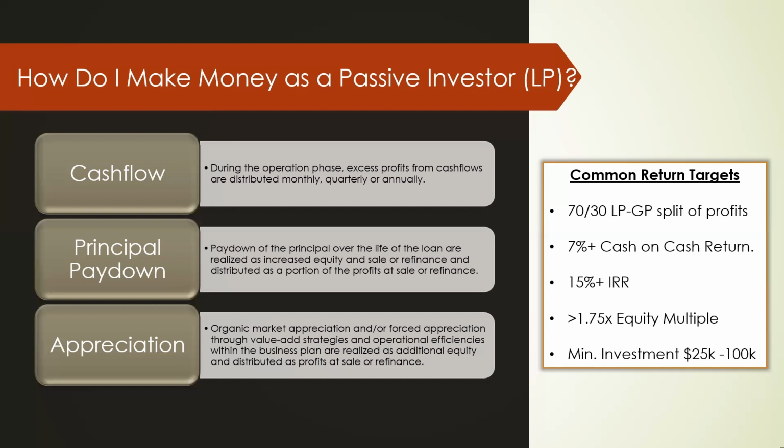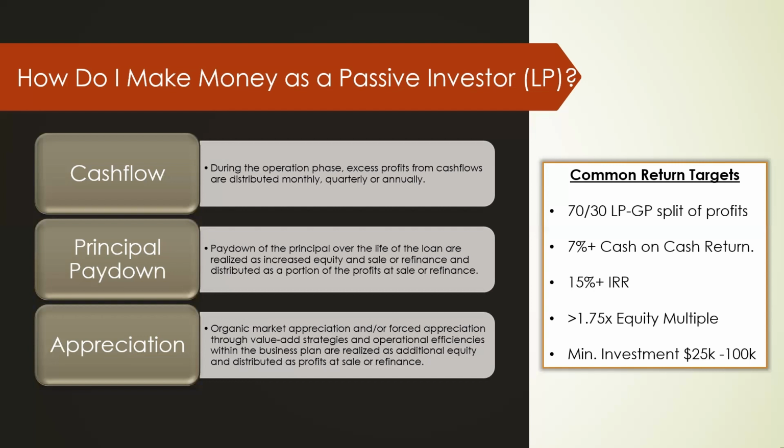So some common return targets and structures of these syndications, again, they vary wildly across different projects, but very commonly you'll see a split of profits between the LP and the GP teams. A lot of times you'll see a 70-30 split. As an example, that means 70% of the profits go to the LP team, 30% go to the GP team. You'll typically have some minimum target returns.